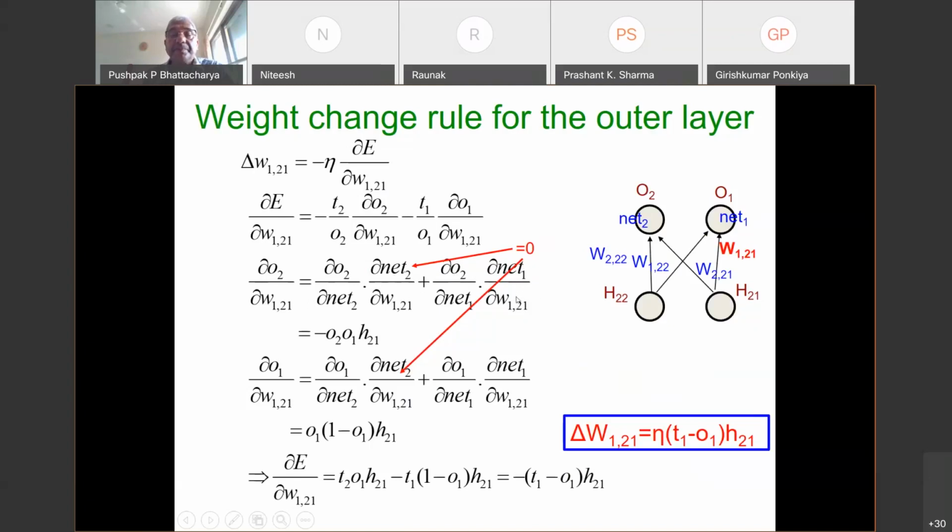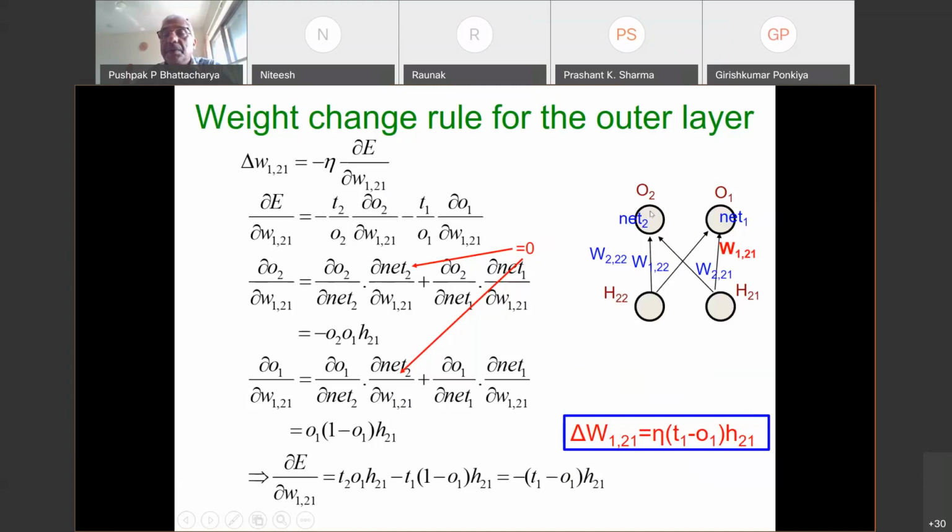Now comes an interesting observation: the weight of interest, W1,21, feeds into net 1 only, and does not feed into net 2. So delta net 2 by delta W will be 0. So delta O2 by delta W is nothing but delta O2 by delta net 1 into delta net 1 by delta W. Delta O2 by delta net 1 is nothing but the product of the outputs of the two neurons.